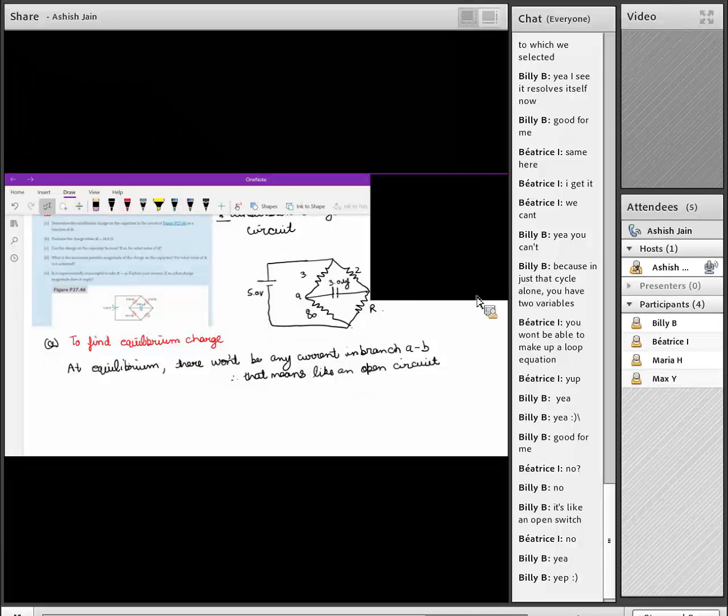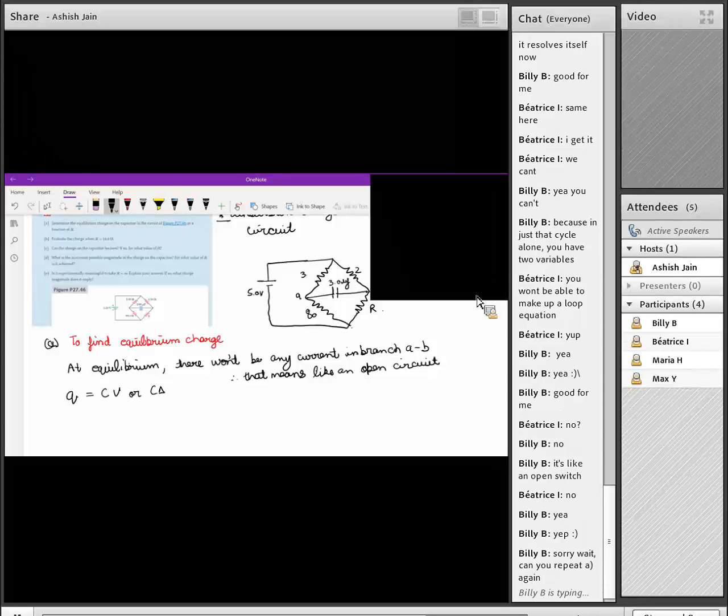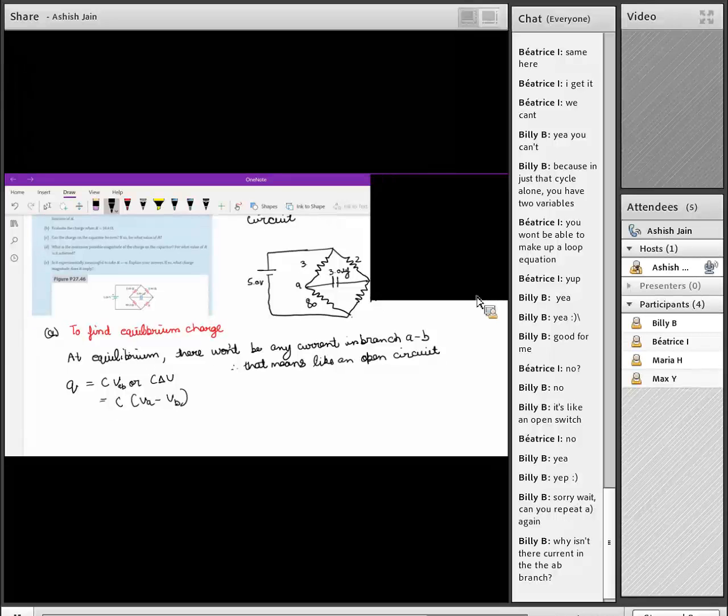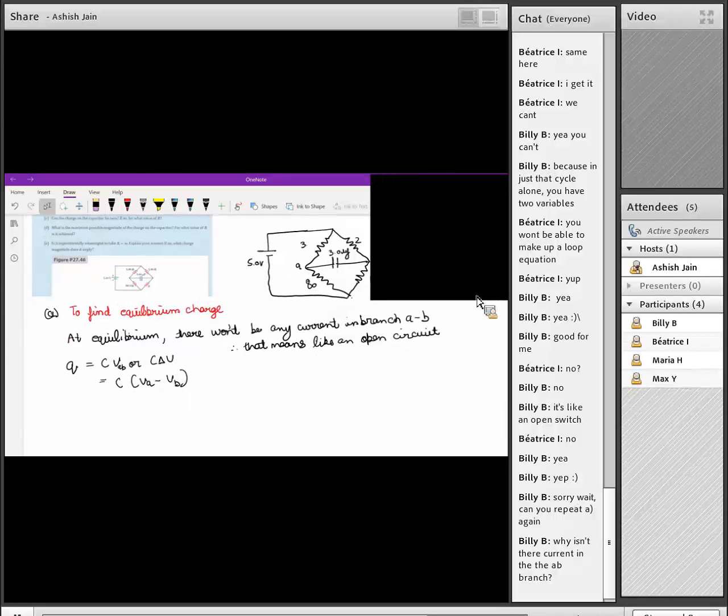Okay, let me find the voltage at A. You know what is charge? So in the question they asked me charge. So charge is CV, or C delta V, VAB. That means C times (VA minus VB). So I just need to find VA and VB, right? So let me just write that.